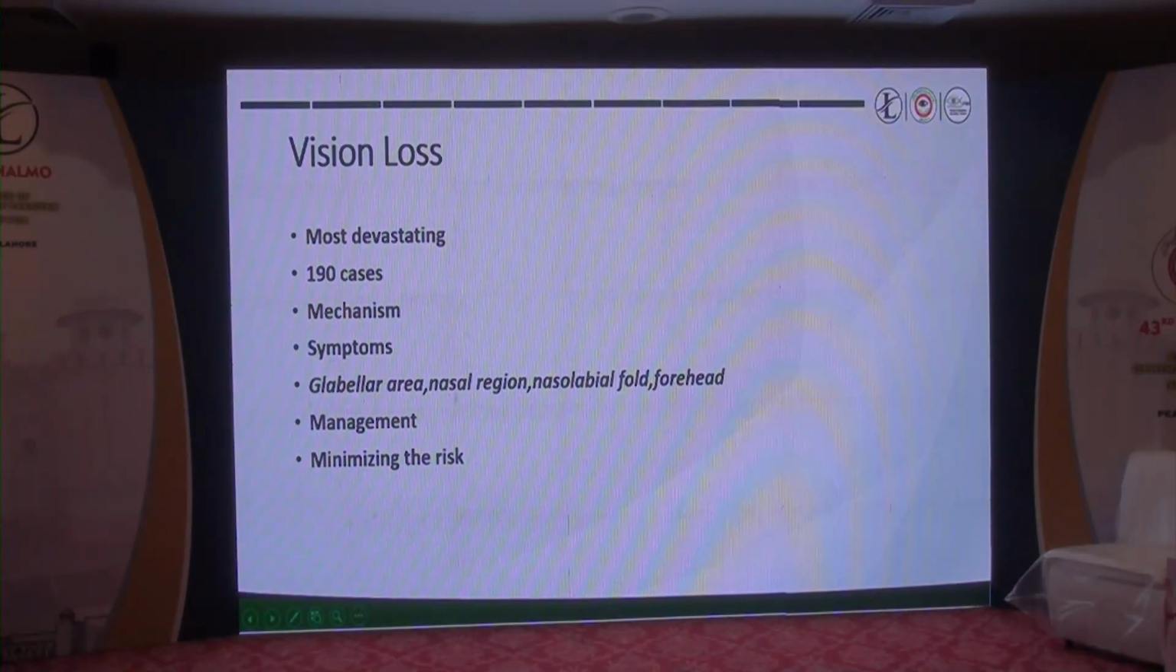To manage it, there are many things which can be done, such as IOP lowering drugs and steroids, but the prognosis is generally very poor. So the main aim should be minimizing the risk of vision loss, which can be done by, number one, injecting with negative aspiration, and injecting very slowly, and keeping in mind that even experts can accidentally cause this vision loss. So this should always be in mind and always be conveyed to the patient as well.